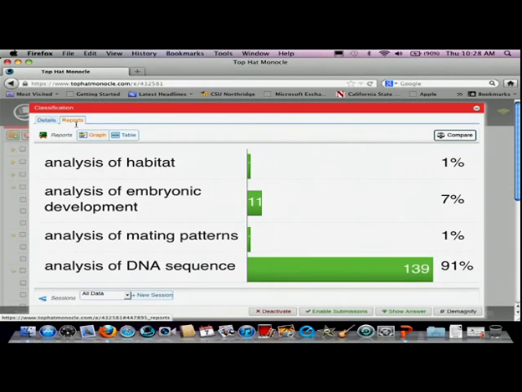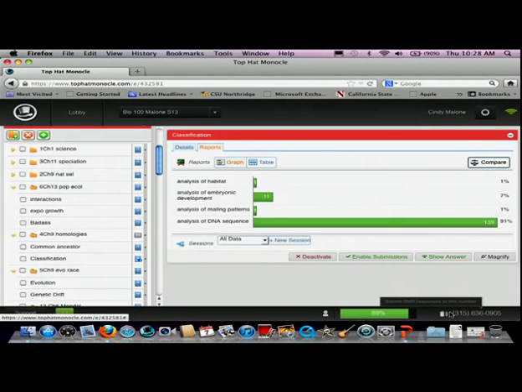DNA sequence analysis is always the best way to determine relationships amongst species or within a species as well. Like, who's your daddy, right? You totally figure that out. So look at your DNA. Okay, good job, people.